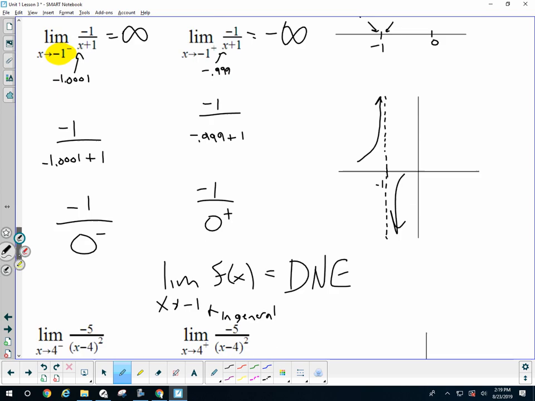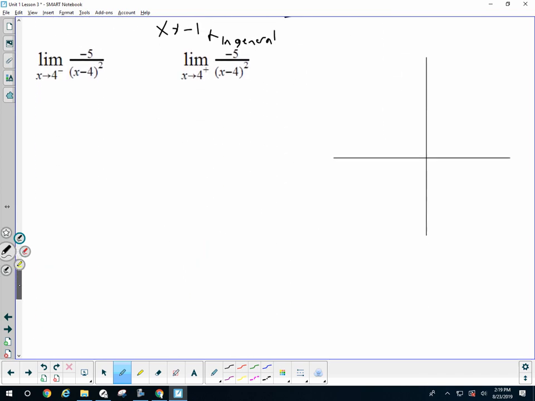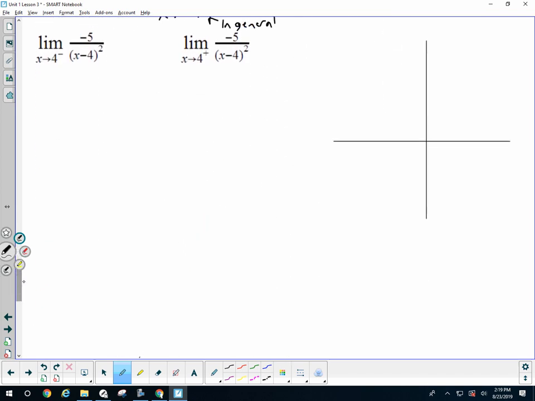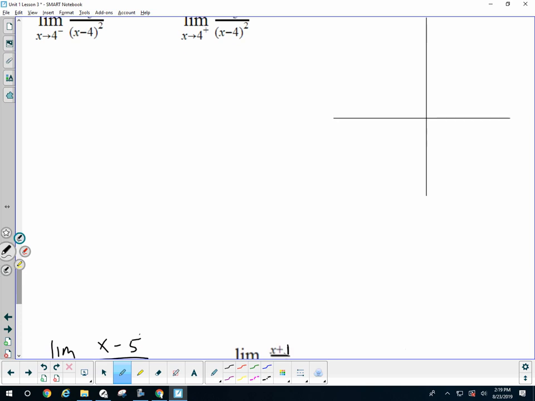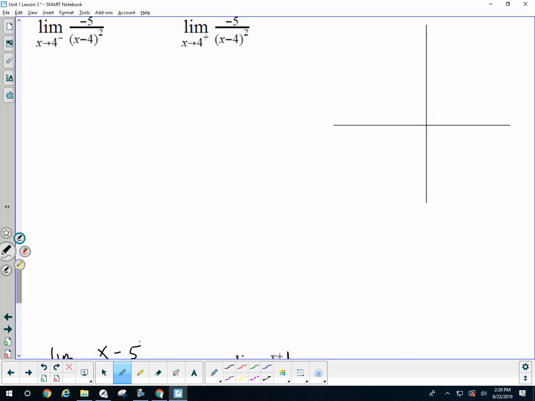Let's look at another example. We got 4 from the left and 4 from the right. Number lines sometimes help me. 4 from the left, 3.999. 4 from the right, 4.0001.